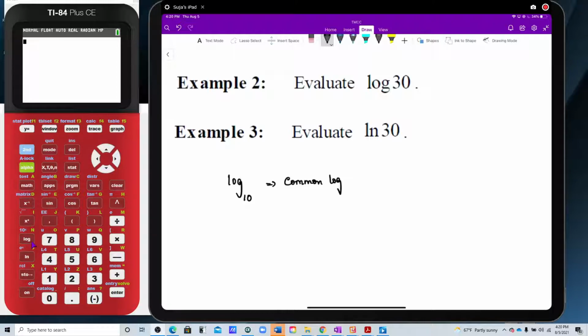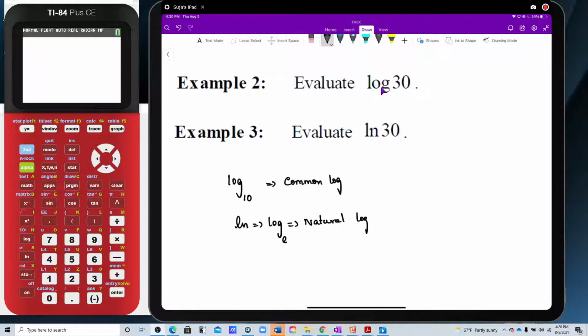Now, if my base is ln, then the meaning of this is log to the base e. And in that case, this is called a natural log. And I have to use the ln button in the calculator.